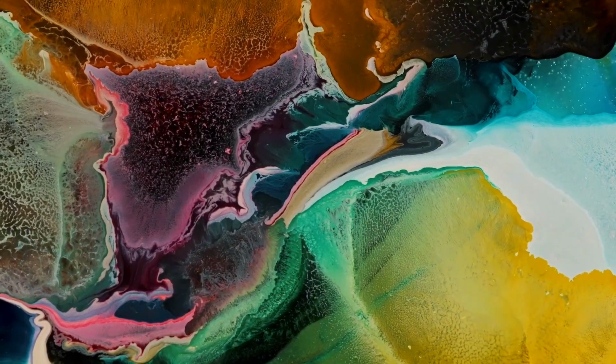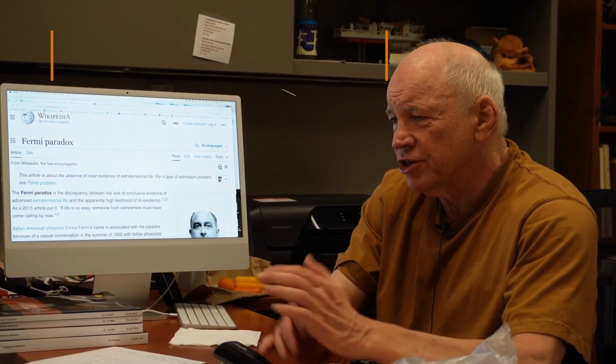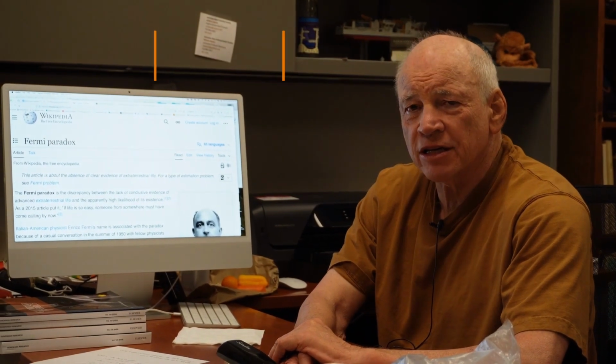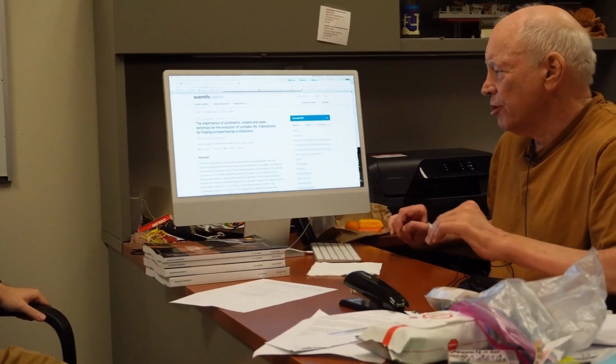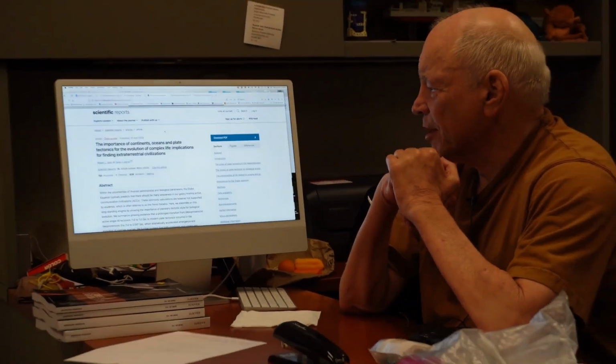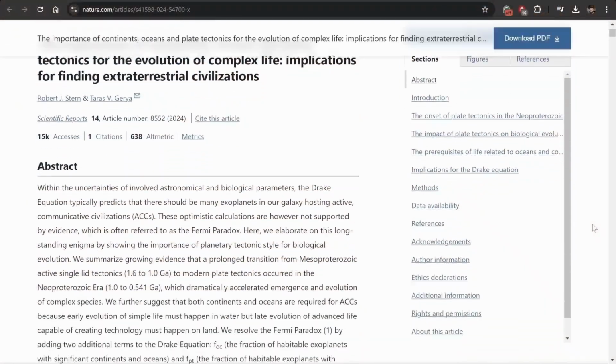So plate tectonics provides an interesting perspective on life. What is the relationship between our advanced communicative civilization and the fact that Earth has plate tectonics? That is a question that hadn't really been addressed before we wrote this paper. What we did in our paper, which is called the Importance of Continents, Oceans, and Plate Tectonics for the Evolution of Complex Life: Implications for Finding Extraterrestrial Civilizations, is in Scientific Reports, which you can download for free anywhere.